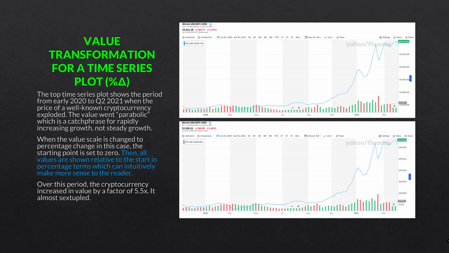We can see that a value of 60,204 corresponds to a percentage change of 564.84%. And because percentages are relative, it can sometimes be easier to explain the value of data over time.